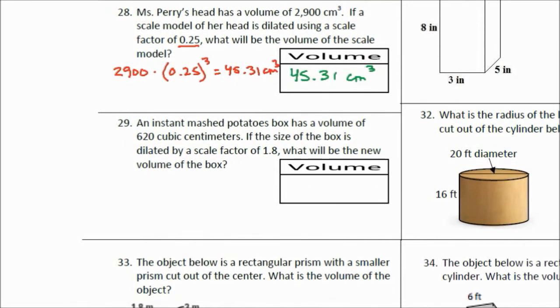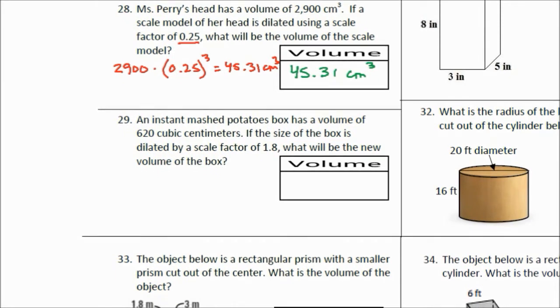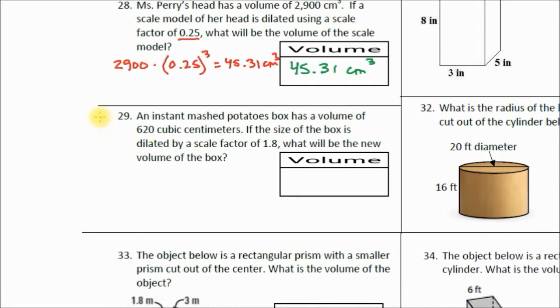Does this work for rectangular prisms? Absolutely. An instant mashed potato box. I wonder if any of you have ever had instant mashed potatoes. If you haven't yet, you'll have it in college if you go to college. Has a volume of 620 cubic centimeters. If the size of the box is dilated by a scale factor of 1.8, that's an enlargement class. What will be the new volume of the box?